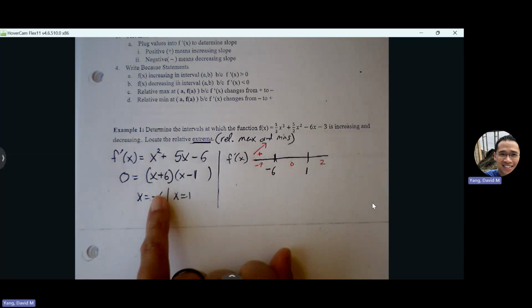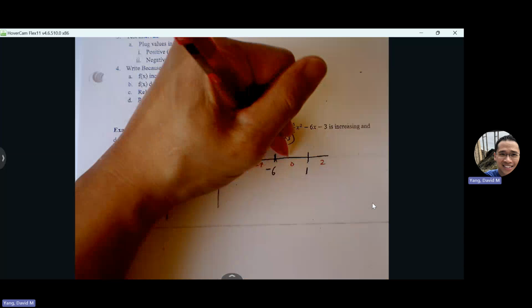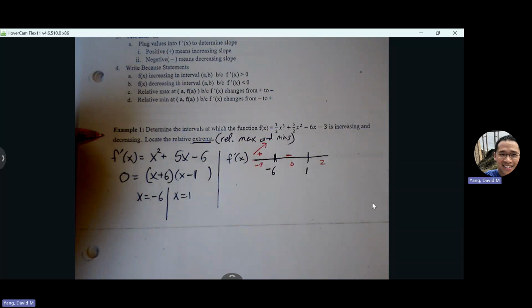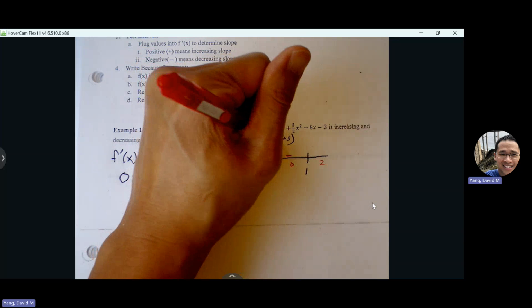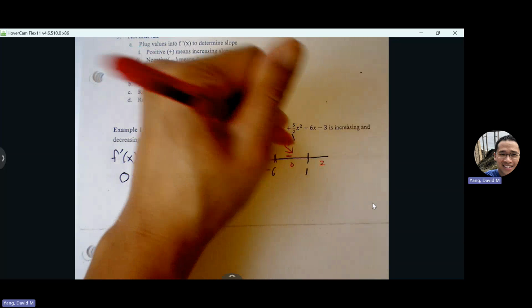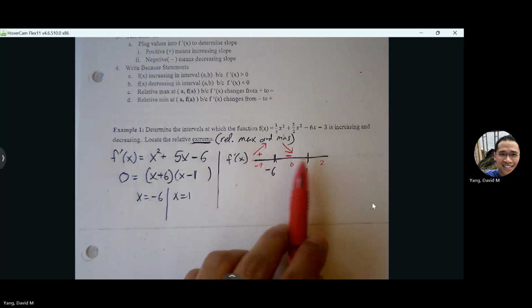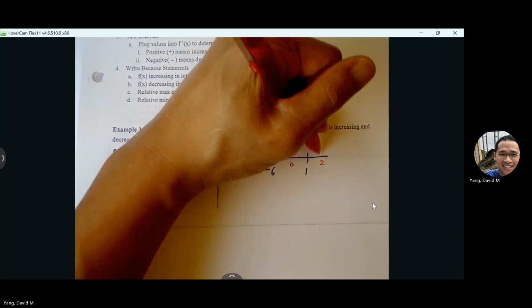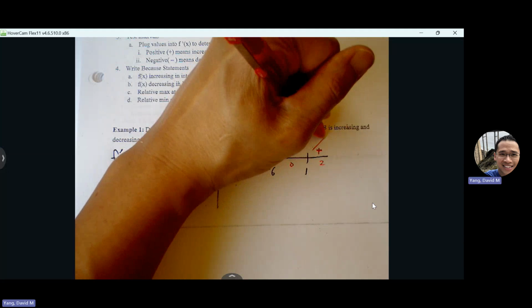Okay. Plug 0 into the derivative. 0 plus 6 is positive. 0 minus 1 is negative. So a negative. Before, we would consider that going left, but now we're talking about the shape of the graph. So a negative derivative means a negative slope. So just draw an arrow that indicates the negative slope. Plug 2 in, positive times positive. So this is indicating how the graph is moving. It's rising.